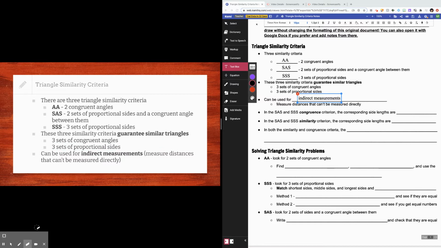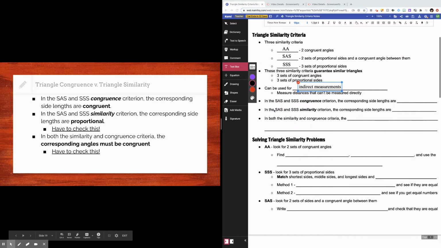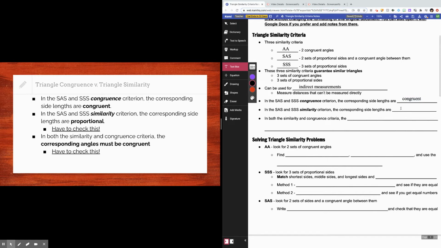The one thing that you might be wondering about is, I have SSS and SAS for both similarity and congruence. So how do I tell which is which? Just as a refresher, if you're dealing with SAS and SSS congruence criteria, the corresponding side lengths are congruent, right? They have to be exactly the same. In the similarity criteria, the corresponding side lengths are proportional.